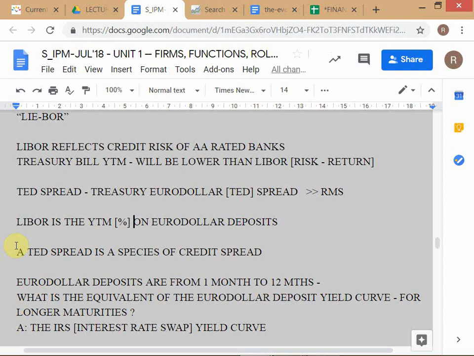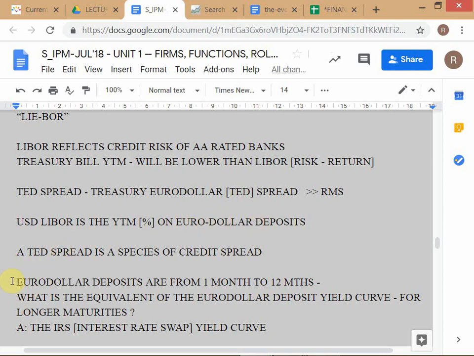But I'm just going to use percentage now for everything, yield on deposits, YTM, everything, just for shortcuts. So LIBOR is the yield on eurodollar deposits. Strictly speaking, USD LIBOR is the yield on eurodollar deposits. Actually, this is a euro deposit, but because it's US dollars, we say eurodollar. If it's a yen deposit, we say euroyen.